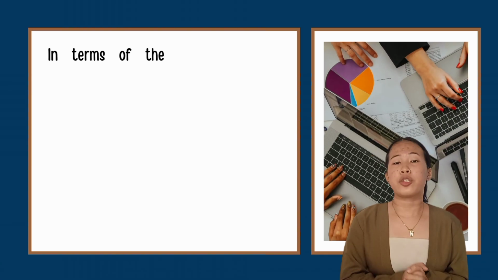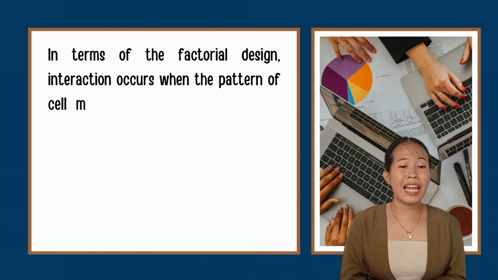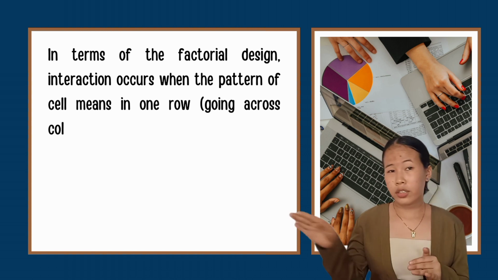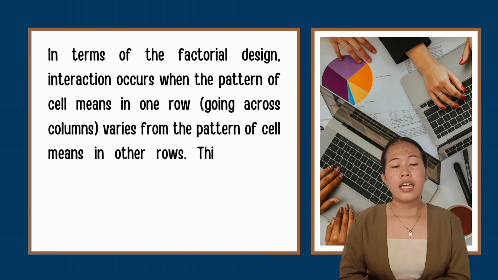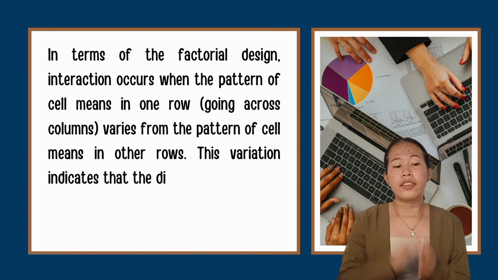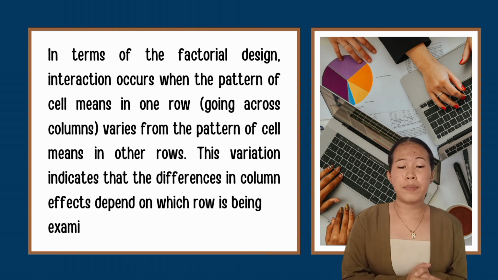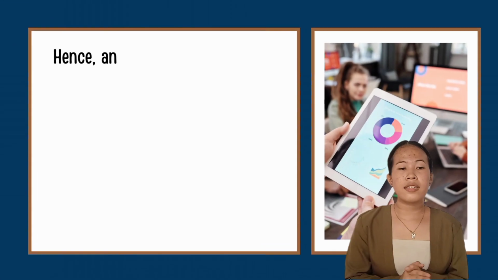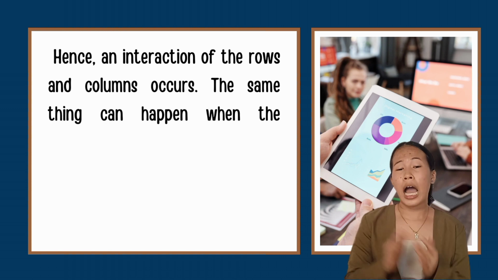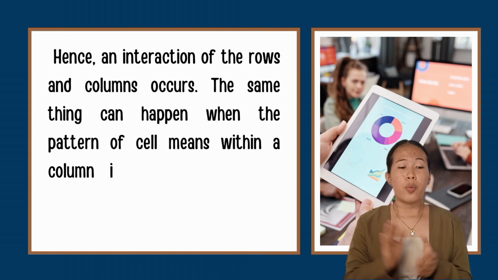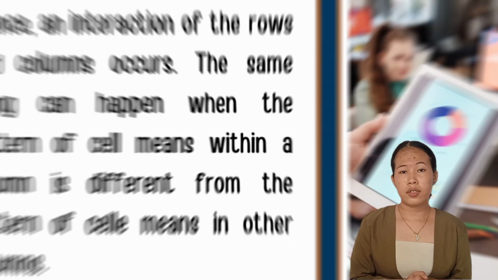In terms of the factorial treatment structure, interaction occurs when the pattern of cell means in one row going across columns varies from the pattern of the cell means in other rows. This variation indicates that the differences in column effects depend on which row is being examined. Hence, an interaction of the rows and columns occurs. The same thing can happen when the pattern of cell means within a column is different from the pattern of cell means in other columns.